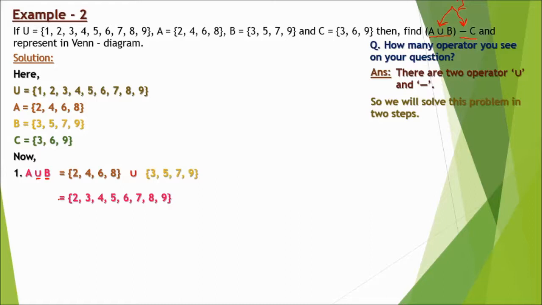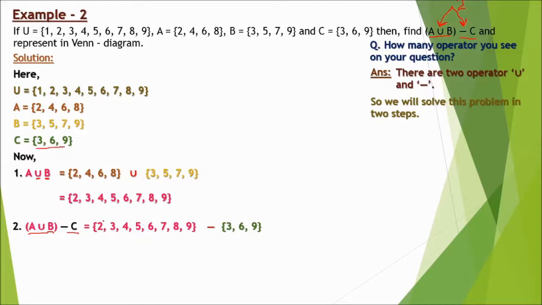So we have the union now. Now we can use the difference operator. How are we going to use it? You can see it exactly in this way. First we write A union B, then the difference sign, and then the set C. You can see C is right here: 3, 6, 9.